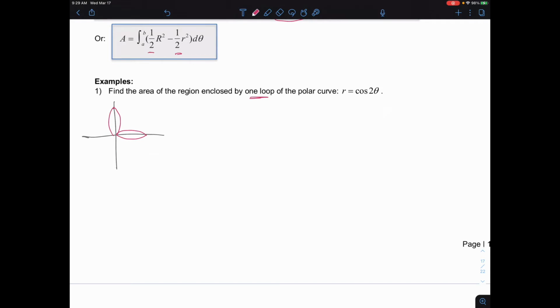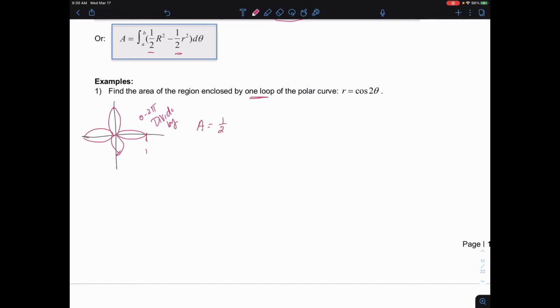The 2 theta is making it have 4 petals, so to speak. And I just want 1 petal. Well, to get all 4 petals, I have to go from 0 to 2 pi. You could maybe think about what it takes to get 1 petal, but if we did the whole thing and we divided, since we know each petal is the same, then if we divide by 4, we would have our area.